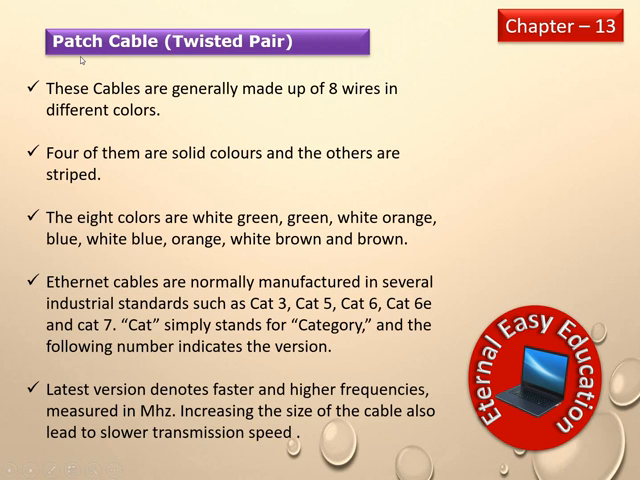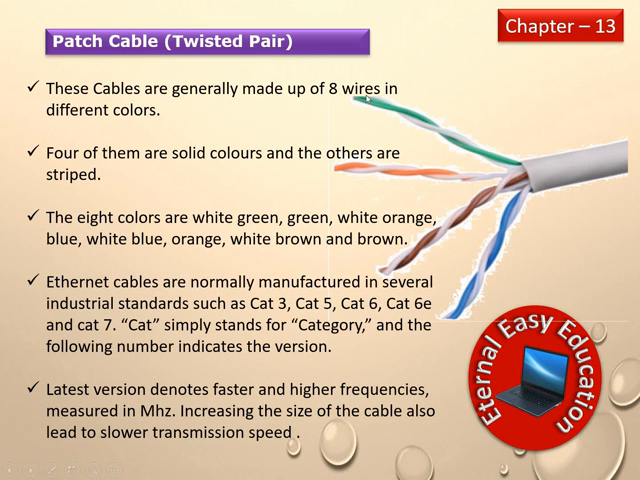First, we are going to learn about patch cable, that is said to be twisted pair. These cables are generally made up of 8 wires in different colors. Can you see the 8 wires in 4 pair? 4 of them are solid colors and the others are striped. The 8 colors are white green, green, white red, white orange, blue, white blue, orange, white brown and brown.